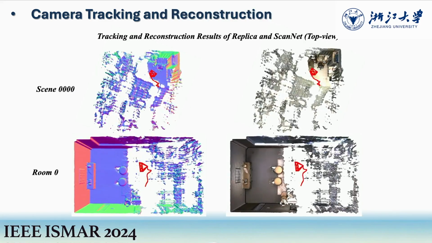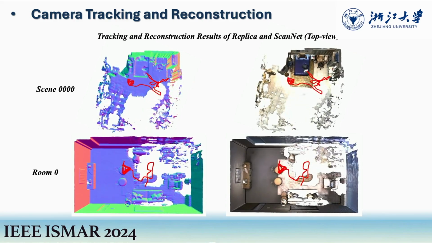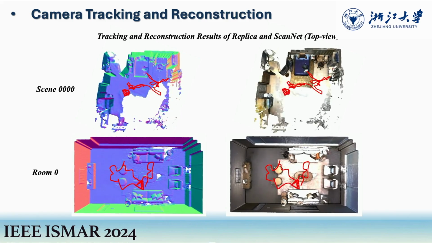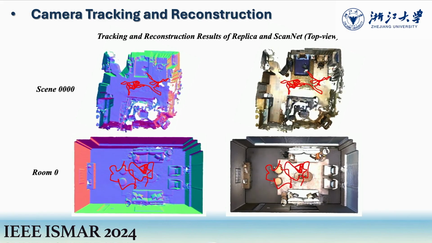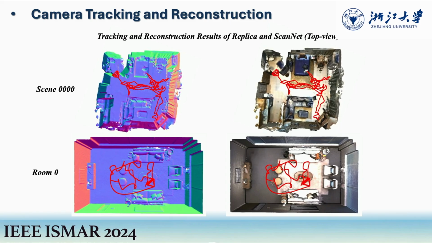We show the tracking and reconstruction process from top views. The top and bottom parts show scenes from the ScanNet and Replica datasets. The red color shows the camera pose and trajectory estimated by our tracking process. The geometry and appearance of the scene are reconstructed by our mapping process. As shown in the figure, our method is able to reconstruct high-quality geometric surface and color texture information from monocular RGB-D sequences.